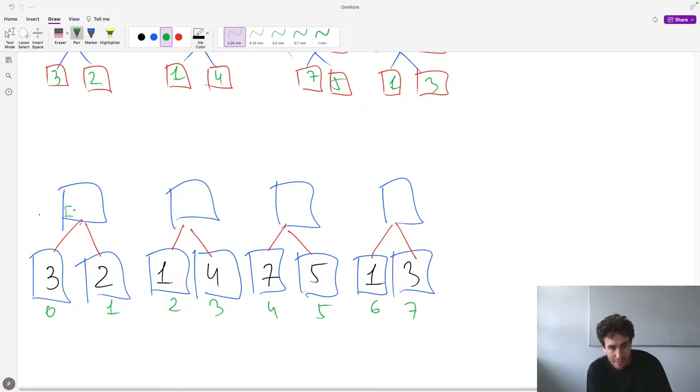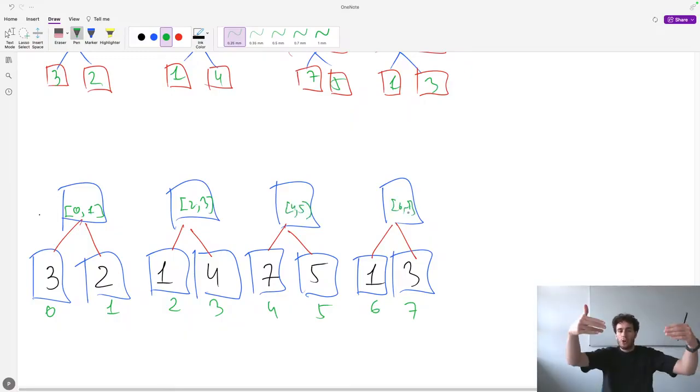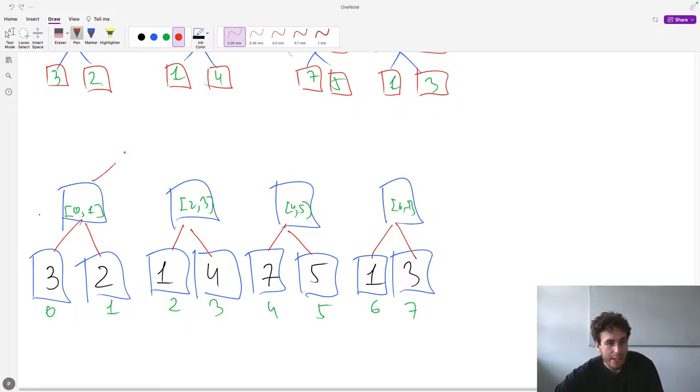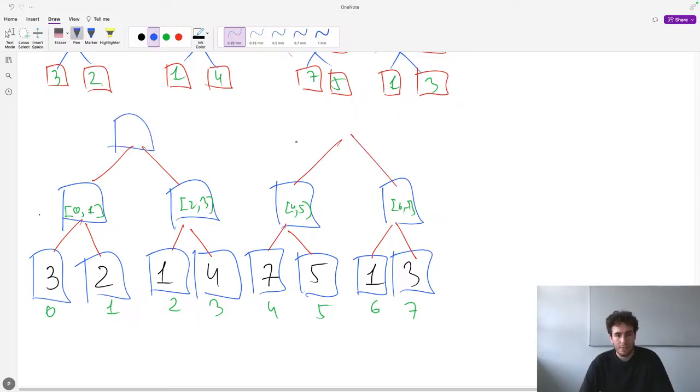Then I'm going to have segments of length 2, right? So 0, 1, 2, 3, 4, 5, 6, 7. And then I'm going to do the same operation over and over again. I'm again going to take two segments and combine them together, and I'm going to combine them here. I'm going to get two segments here. They would represent this.